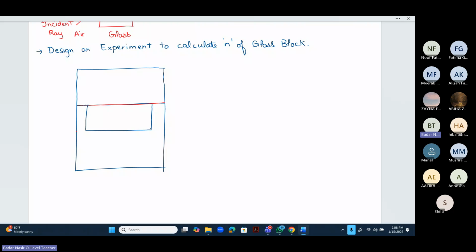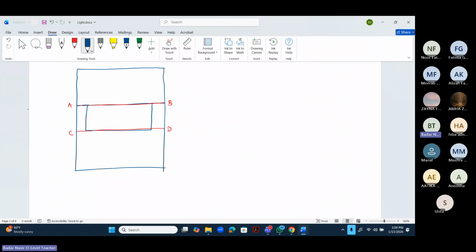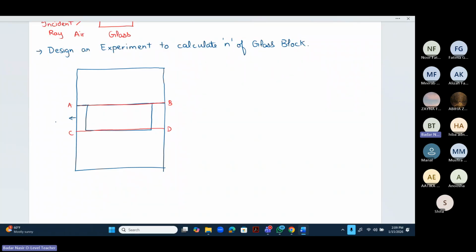Let me call these boundaries A, B and C, D. Okay. So first of all, we have taken a glass block. So this is a plain white paper and this is a glass block. So this is your glass block and this is a plain white paper. So we placed a glass block on top of the white paper.